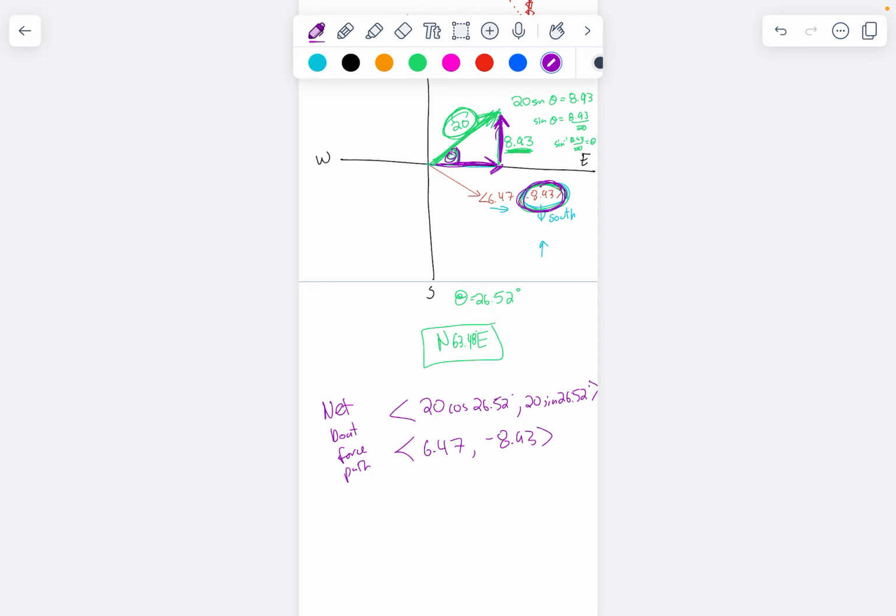Now, if I evaluate 20 cosine of 26.52, I'm going to get 17.9, we'll call it. So I'm just evaluating this to here. And then I'll evaluate 20 sine of 26.5, and that better be the thing that we designed it to be. It would be weird if it weren't, so that's 8.93. But of course it is, because we picked this angle so that that would be 8.93. Right, so this is this. Great, we don't need this anymore.